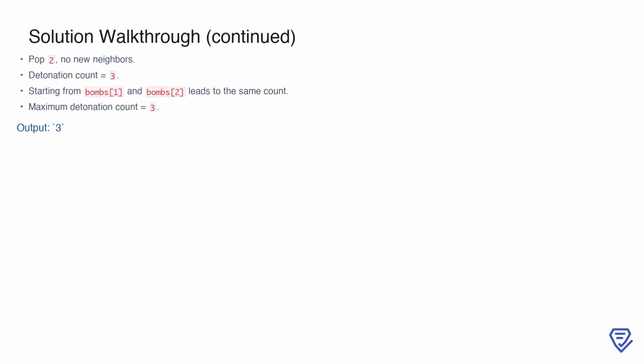Performing similar BFS traversals starting from bomb 1 or bomb 2 leads to the same result, as all bombs in this configuration are reachable from any starting point. Therefore, the maximum number of bombs that can be detonated in this example is 3. This demonstrates how chain reactions can significantly amplify the number of detonations. By carefully analyzing the adjacency list and performing BFS for each bomb, we can systematically compute the maximum detonation count for any given set of bombs.